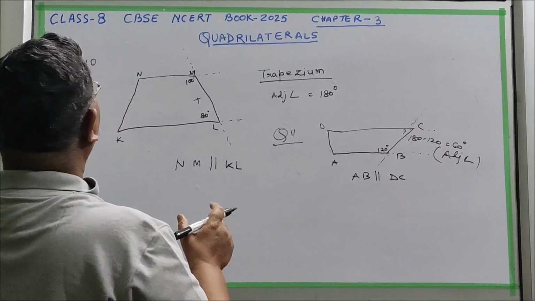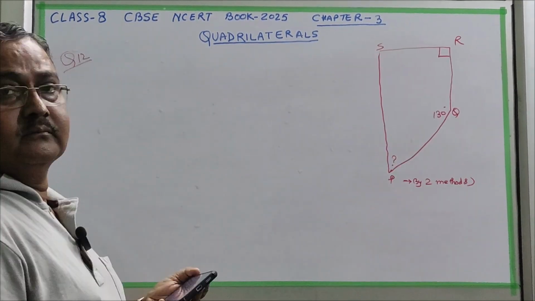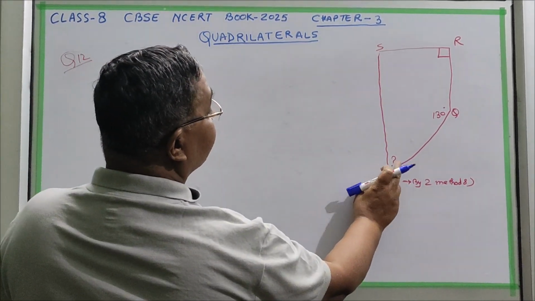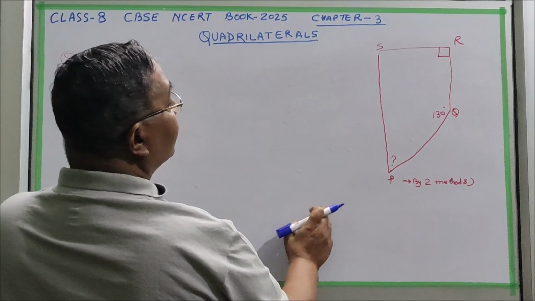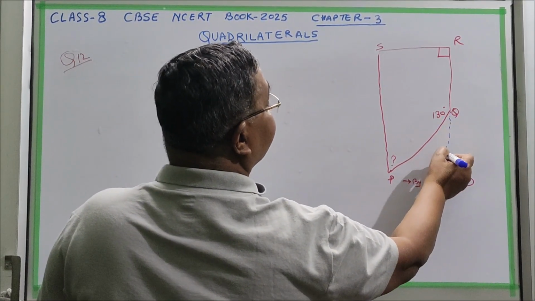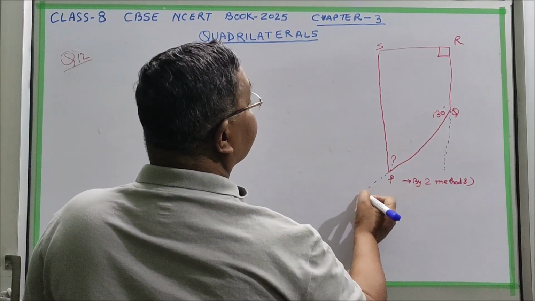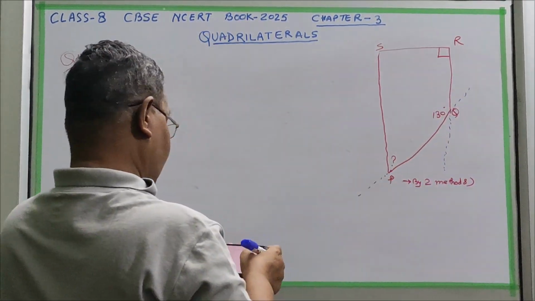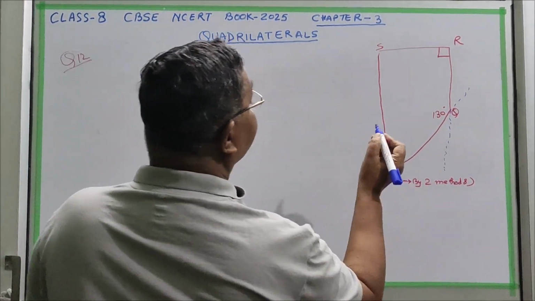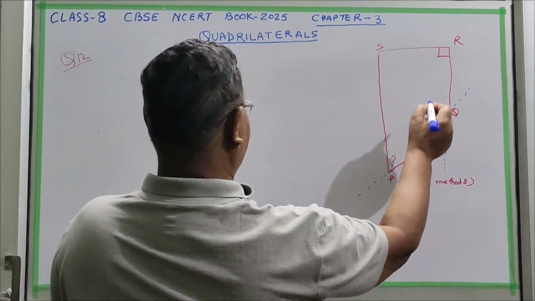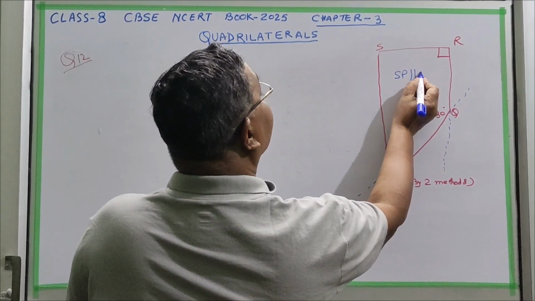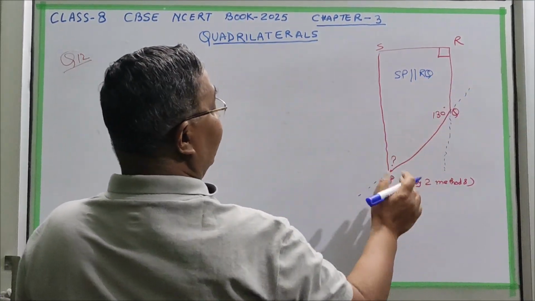Now question number 12. We will go to question number 12 and solve it. Here, in this figure, they want the value of P by two methods. So one method we will use. This is a parallel line, and this line cuts it in this way. In the question it is given that SP is parallel to RQ. This is given.